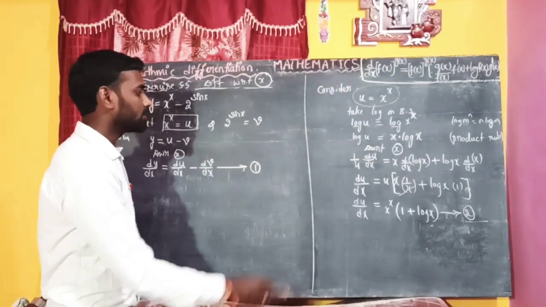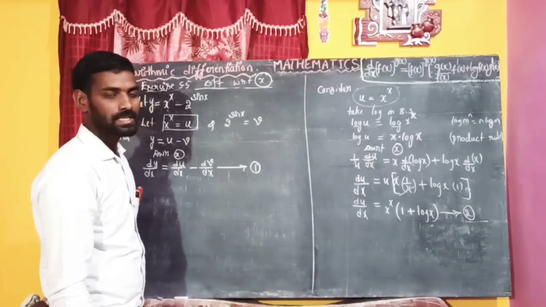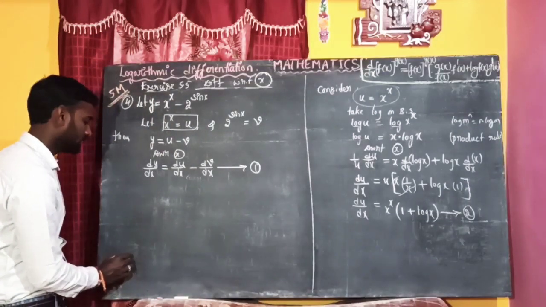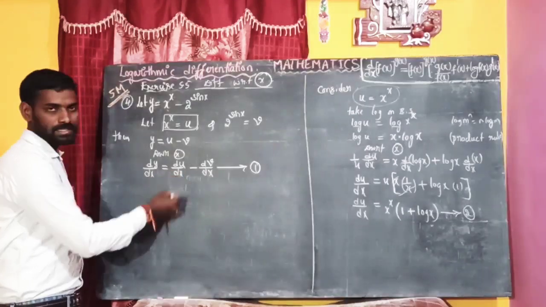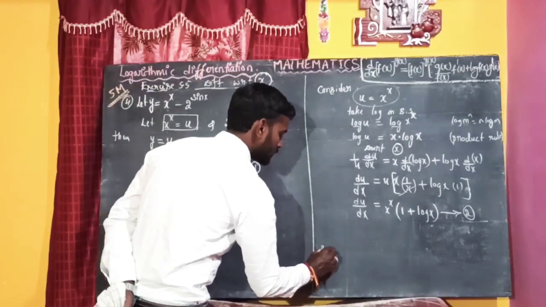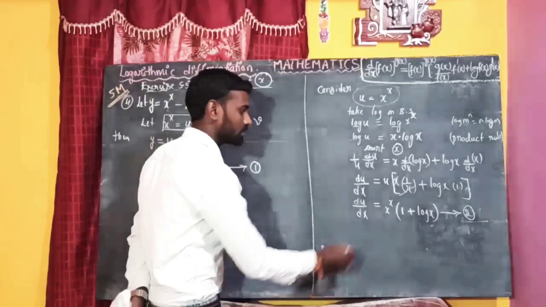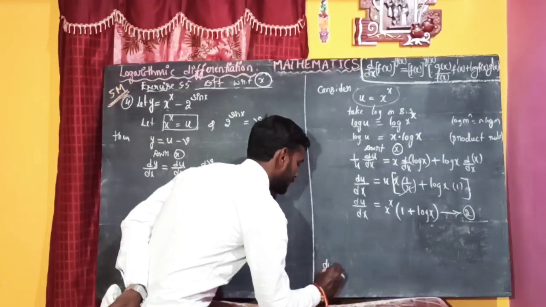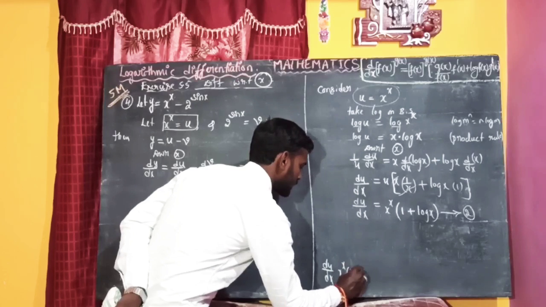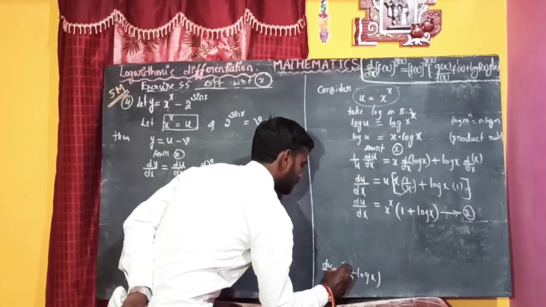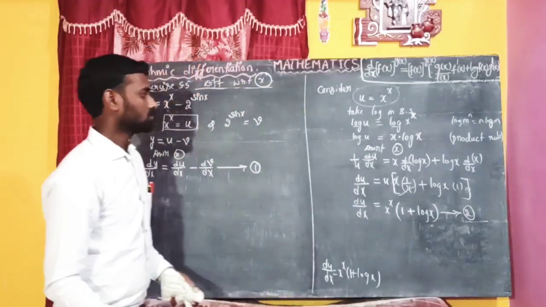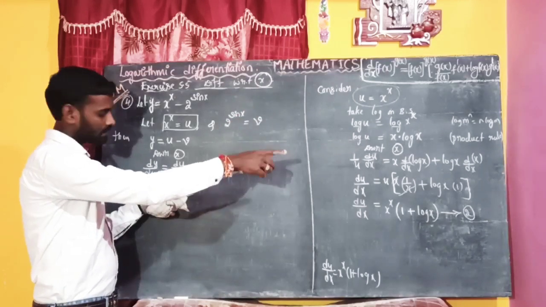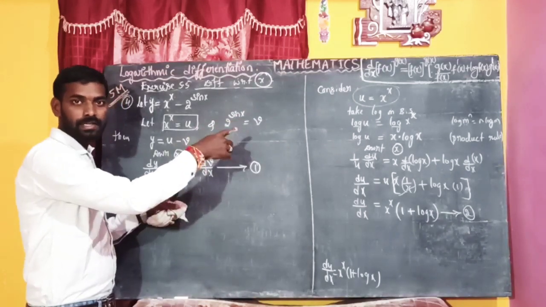Okay. Here equation number 2 is x power x into 1 plus log x. I will simply write here, or directly you can substitute here. Du by dx is equal to x power x into 1 plus log x. Now we have to find out dv by dx. First you find out du by dx and substitute here. Next find out dv by dx and substitute here.